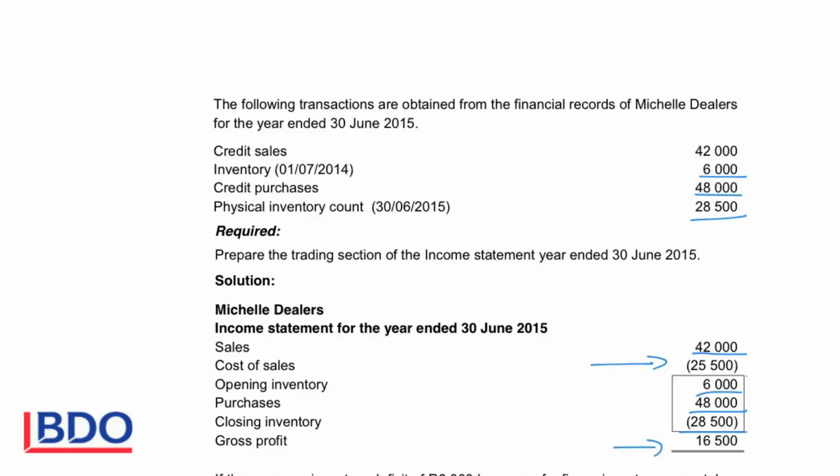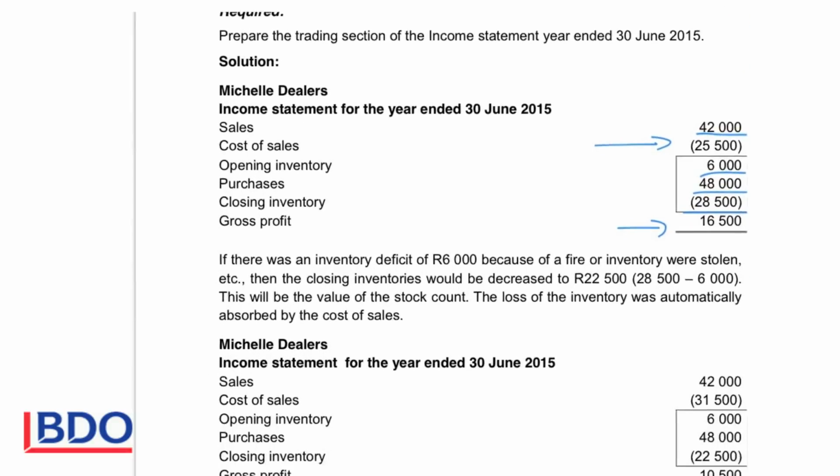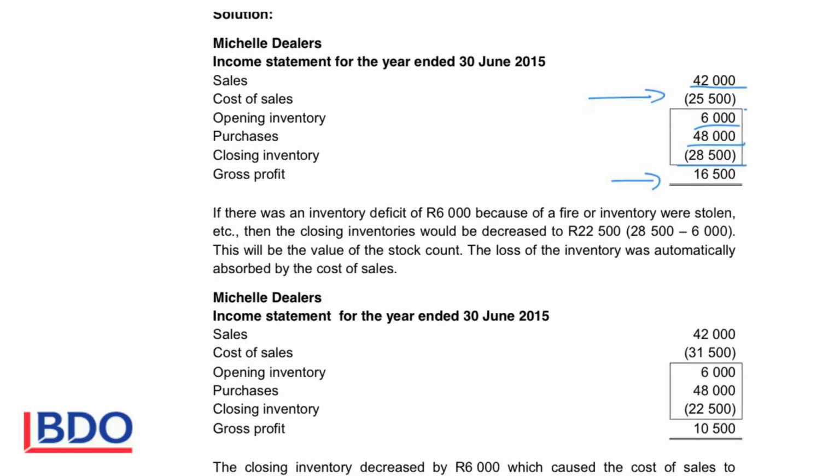Now, if we say that there is an inventory deficit of $6,000 because of a fire or inventory that was stolen, the closing inventories will reduce. Now the closing inventories will not be $28,500, it will only be $22,500. This will be the value of your closing inventory then when you do an inventory count at the end of the year.